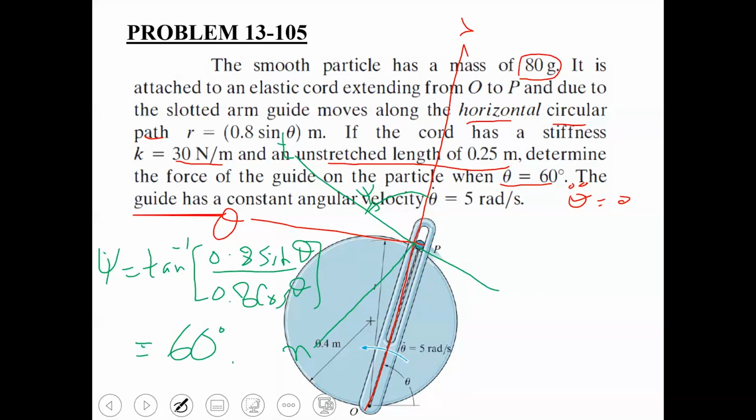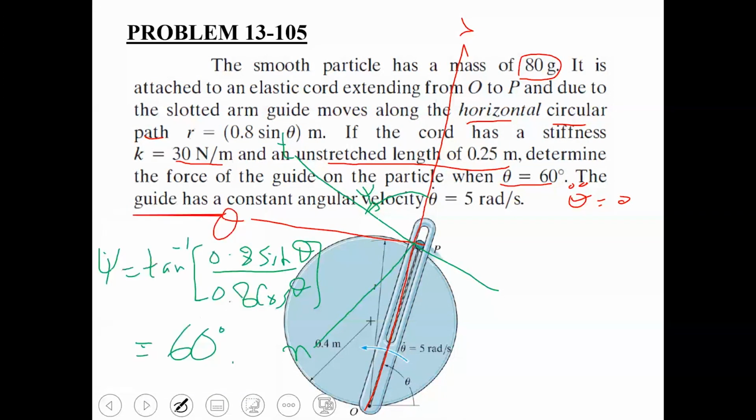Let us write down the forces involved. First, the force which this slotted guide rod is exerting on the particle, due to which this particle is rotating on that circular path, we give the name FOA. What should be the direction of that force?